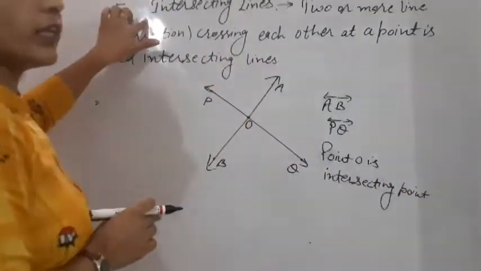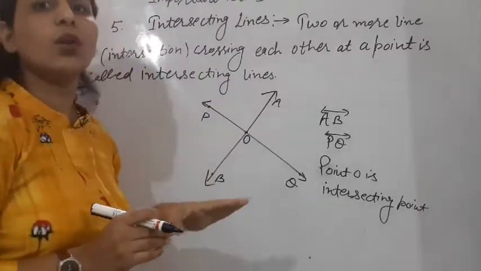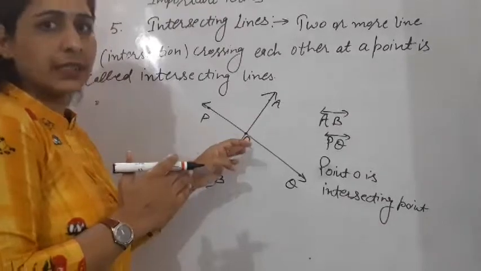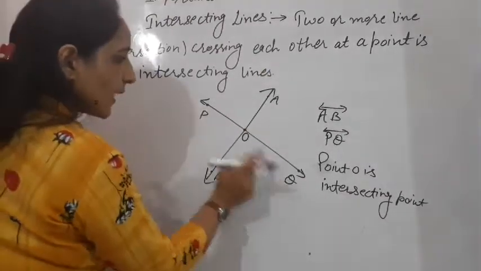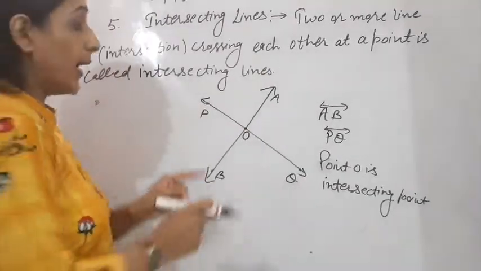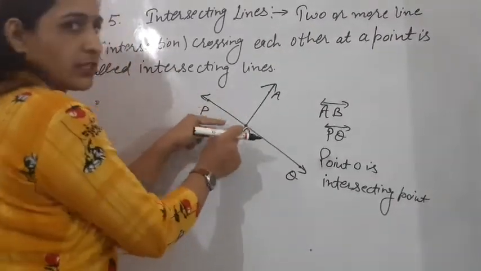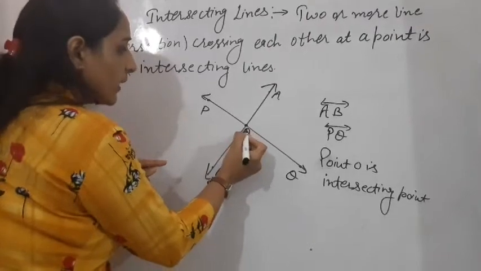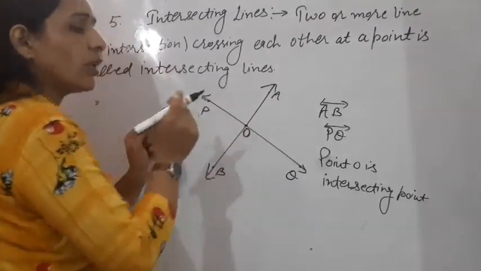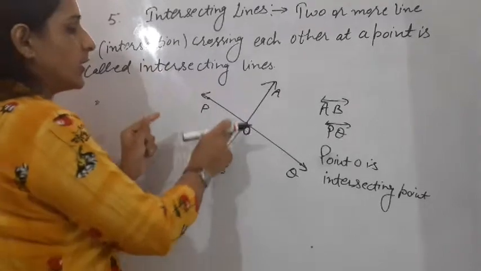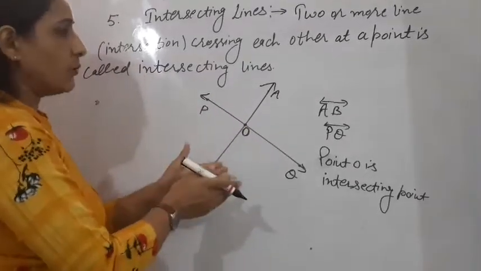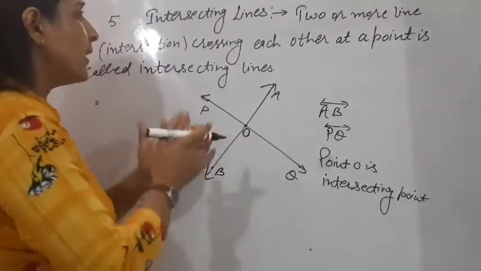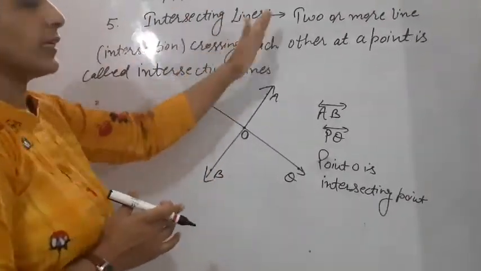This is all about intersecting lines. Two or more lines which are crossing each other at a point. So these two lines are called intersecting lines, and the point where they are crossing, the point on which they cross, I am giving the name O. This is called the intersecting point. O is the intersecting point. AB and PQ are called intersecting lines.